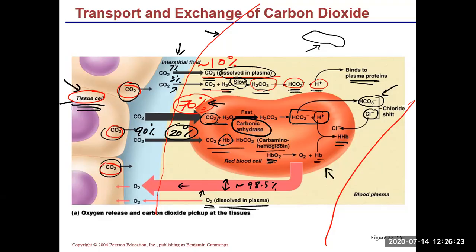So one more time, you have 100% carbon dioxide releasing from the tissues. 10% of it goes into the plasma. Out of that 10%, 7% dissolves and 3% or so combines with water and becomes a different entity. Again, this process is not very efficient because you're lacking the enzyme, but you do have the enzyme inside of the red blood cells. So 90% of the carbon dioxide is going to go in, of which 70% is going to turn into the bicarbonate and hydrogen ion, and 20% is going to combine with the hemoglobin.